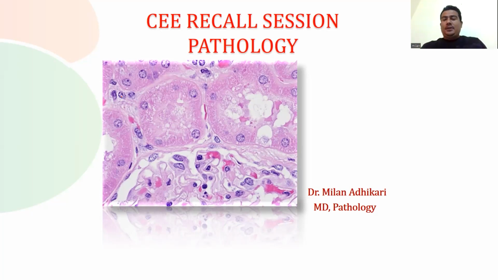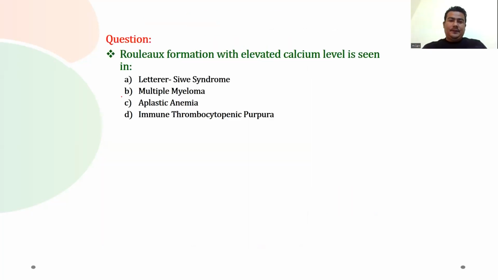Today, we are going to discuss in brief the questions that were asked in the past CE examination under the pathology section. So let's begin with the first question. The first question is: Rouleaux formation with elevated serum level is seen in which of the options: lateral CV syndrome, multiple myeloma, aplastic anemia, and immune thrombocytopenic purpura.